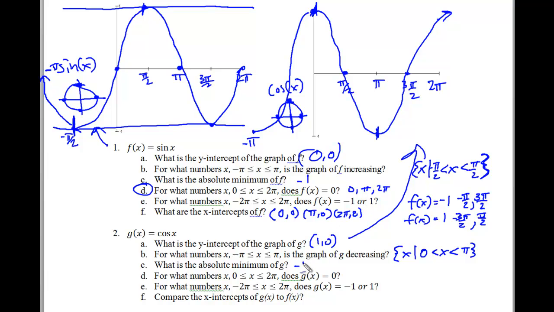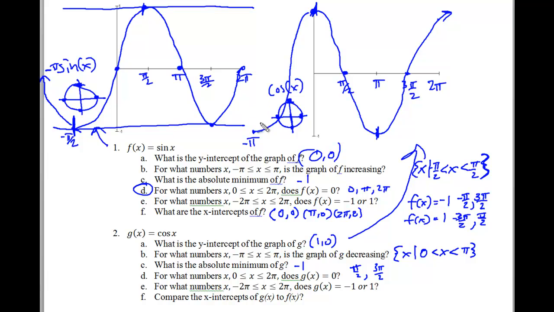Absolute minimum of g is negative 1. When does g of x equal 0? So we were talking about x-intercepts here. Where are the x-intercepts, or when does it land at 0? It lands at 0 at pi over 2. It also lands at 3 pi over 2. For what numbers, we got negative 2 pi to positive 2 pi here.